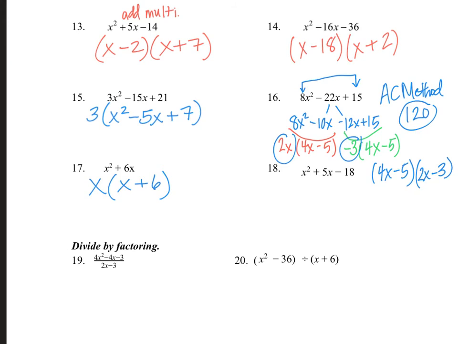So 18, if we think of our factors of negative 18, so let's just think of factors of 18 first. So I'm going to write that over here. So 1 times 18, 2 times 9, 3 times 6. Guys, if you try to multiply any of these, or if you make them negative, you're not going to get a positive 5. So in that case, your answer is just prime. And this may happen. You may see this.